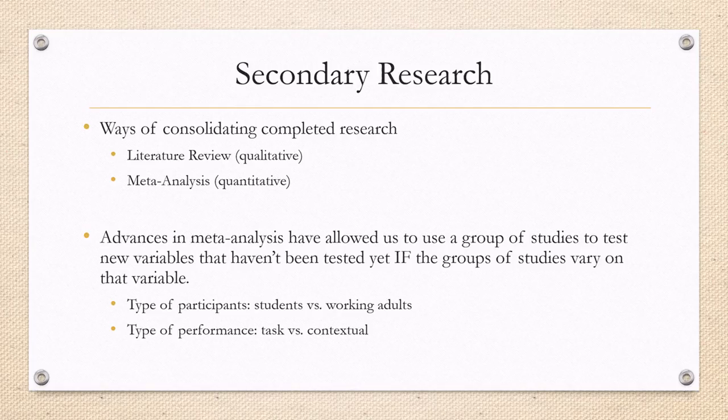Also, another example would be type of performance. When we talk about performance, we're going to talk about different types, and specifically task versus contextual performance. Task performance is how well you perform on the job duties or tasks that you're required to do. Whereas contextual performance is your interactions within the organization and whether you conduct yourself in a way that leads to a better environment for all workers.